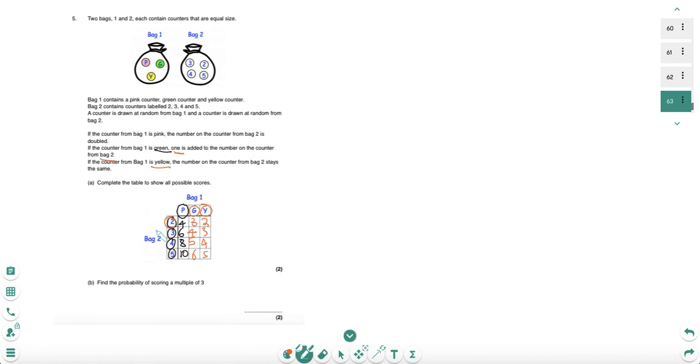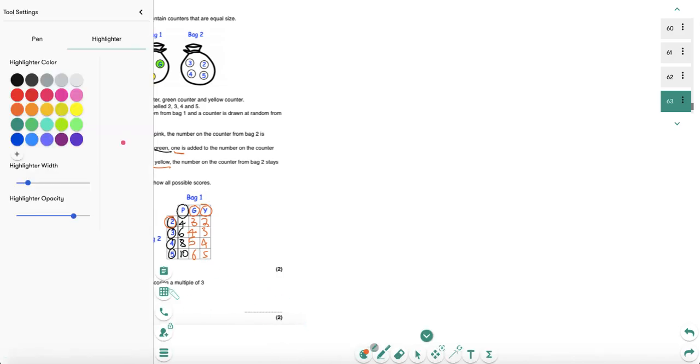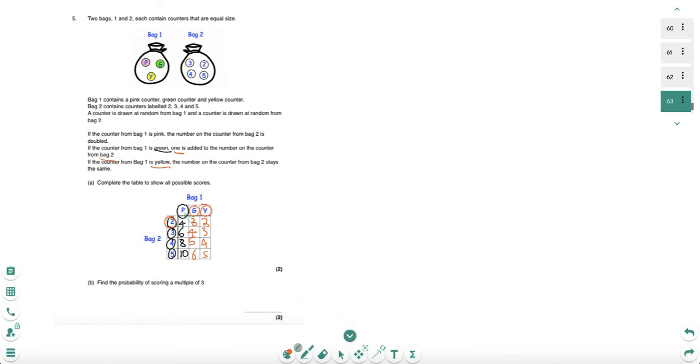Now, find the probability of scoring a multiple of 3. Multiple of 3 just means the 3 times table. So all you're going to do is look at your sample space diagram and see all the 3 times tables. So let's have a look. Well, 1, 2, 3, 4. So there's 4 multiples of 3 out of 1, 2, 3, 4, 5, 6, 7, 8, 9, 10, 11, 12 outcomes in total.